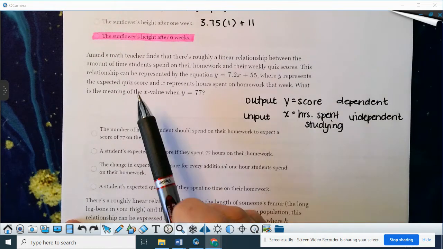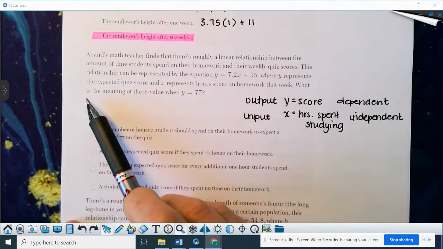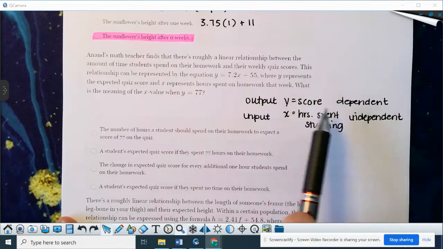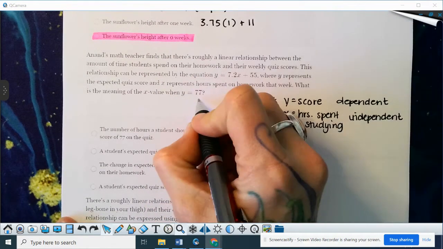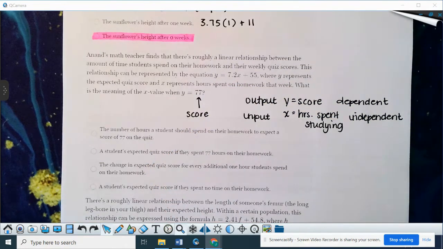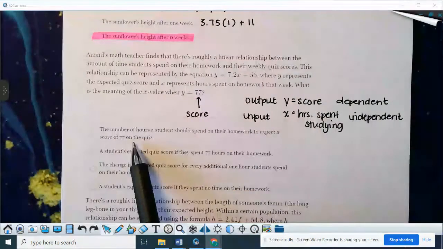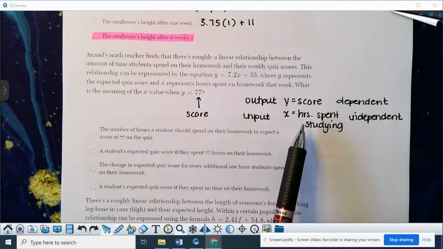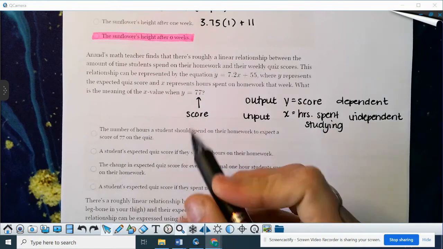And then it asks us, what is the meaning of the x value when y equals 77? Well, y is our score. So we know this is going to be the score that the person earned. And then what is the meaning of the x value? So we'll read our choices. The number of hours a student would spend on their homework to expect a score of 77. So x is the number of hours spent. So this looks like a good choice.